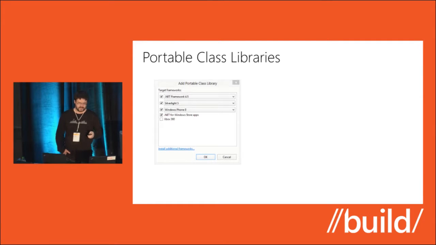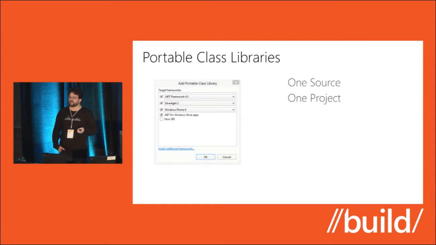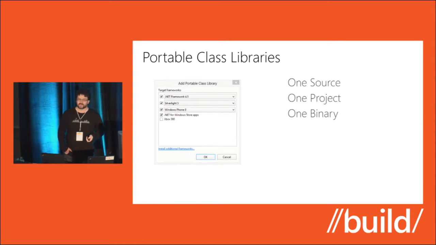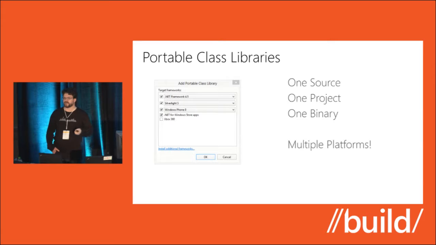And then in there, you write some of your code that you want to be portable. What it ends up giving you is, one, you write your source once. You write it in one of these projects. In our case, we had one portable class library. But you're compiling to a binary which is portable across Windows 8 and Windows Phone 8. And what that means is you can target multiple platforms. And we're going to show you how to do that as well. So that's a simplified look at portable class libraries.